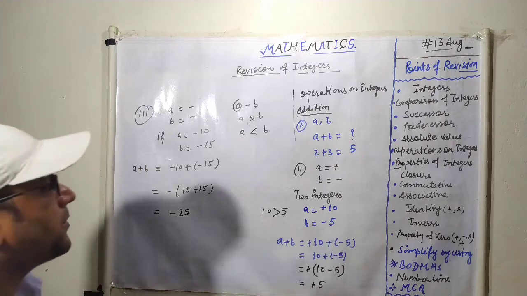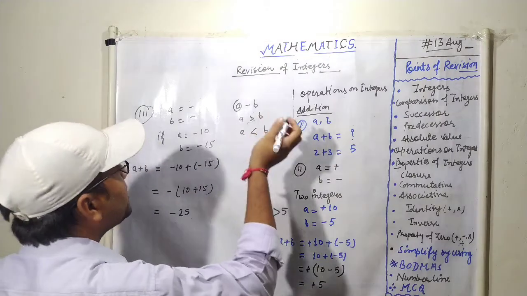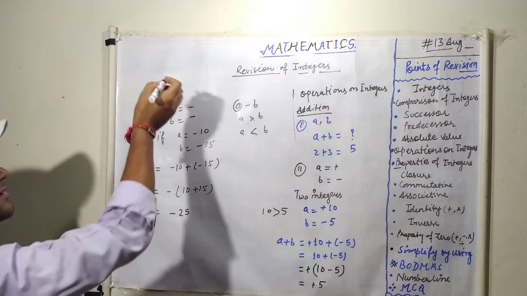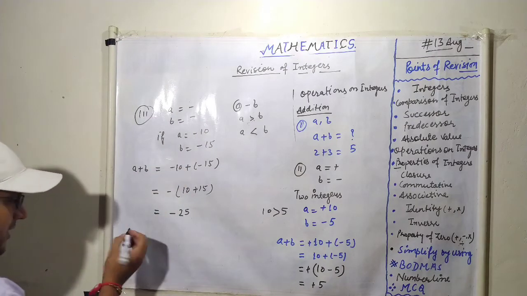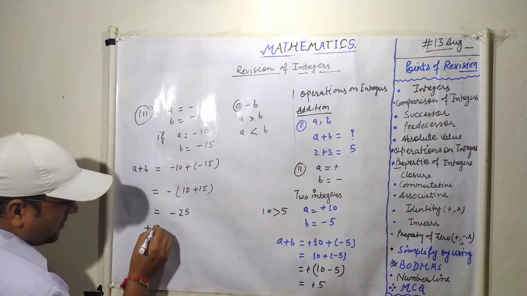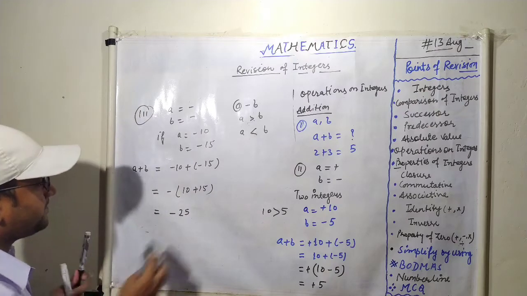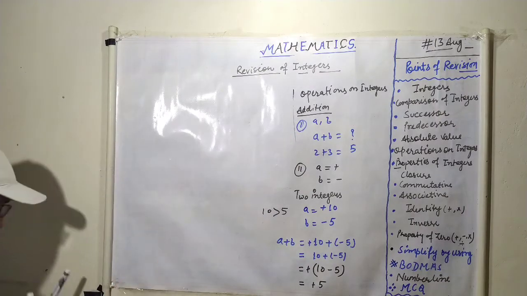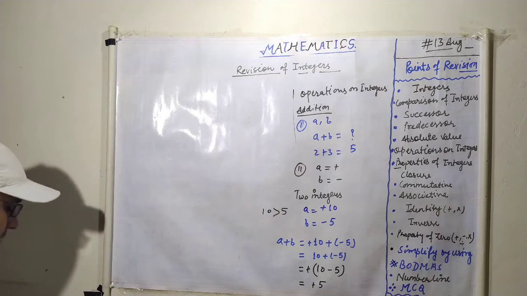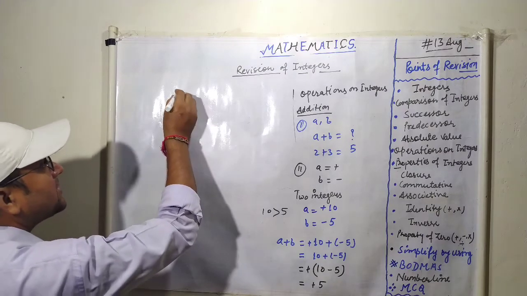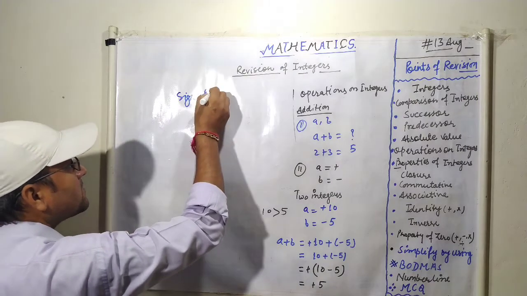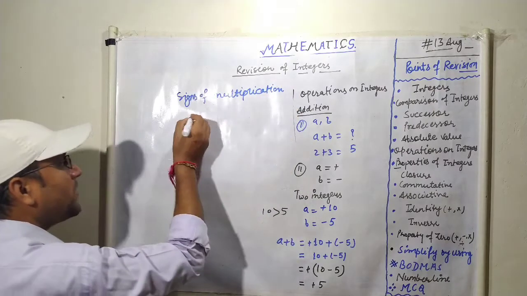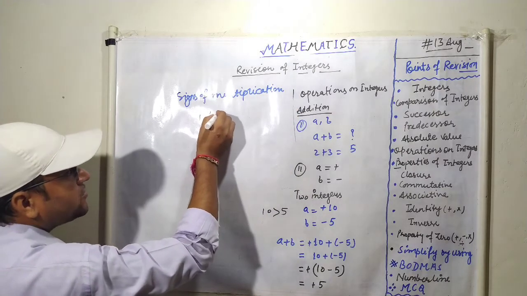For multiplication, if you are multiplying two quantities, you can use the sign rules for multiplication. This is very important, students. Signs of multiplication. When you multiply plus into plus, what will you get?